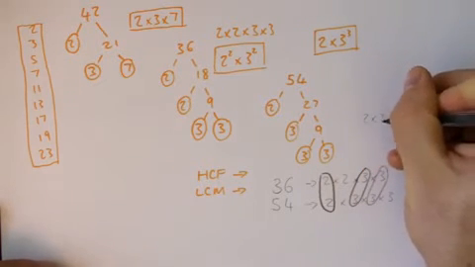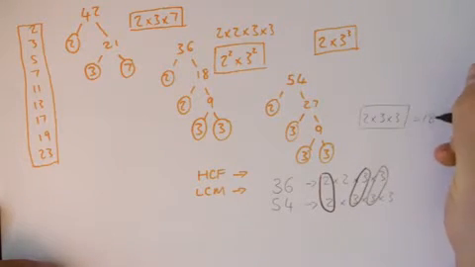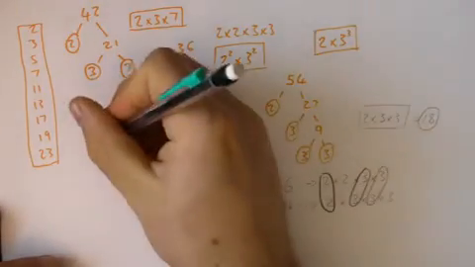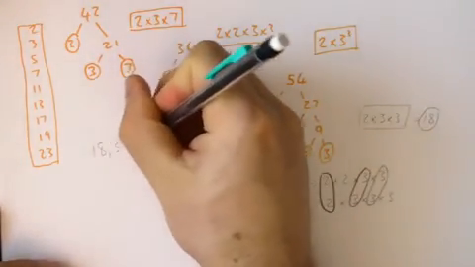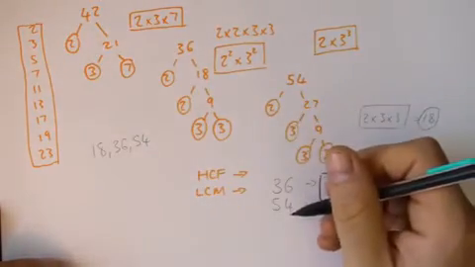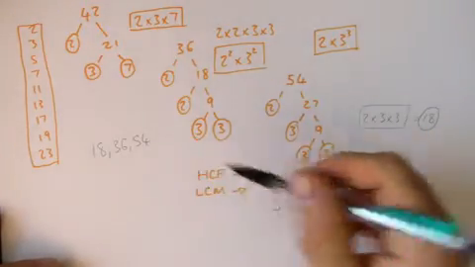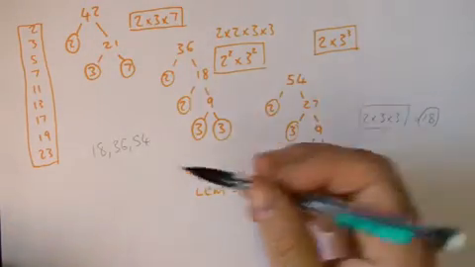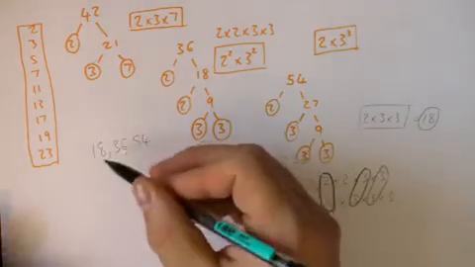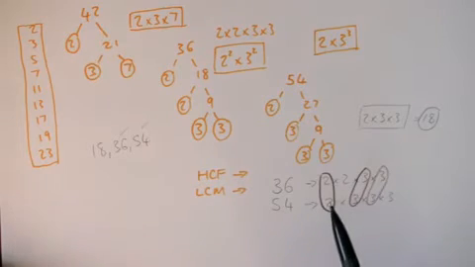So 2 times 3 times 3, and that's going to give us 18. So the biggest number that goes into both of these is 18. And if we think about it, 18, 36, 54. Now if we look at them here, you're going to see that they're both in the 18 times table. So 18, 36 and 54, there we go, they're both in there. So that's one way of looking at highest common factor. Certainly not the only way.